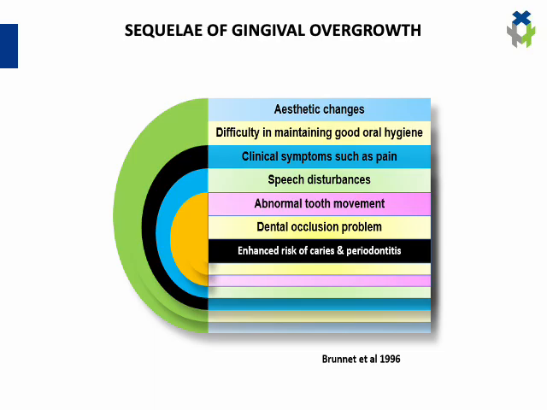Sequelae of gingival overgrowth include aesthetic changes, difficulty in maintaining good oral hygiene, clinical symptoms such as pain, speech disturbance, abnormal tooth movement, dental occlusion problems, and enhanced risk of caries and periodontitis, as mentioned by Brunel et al. in 1996.